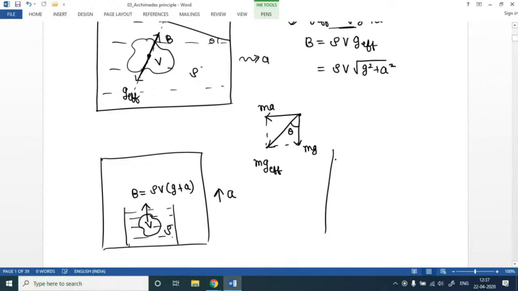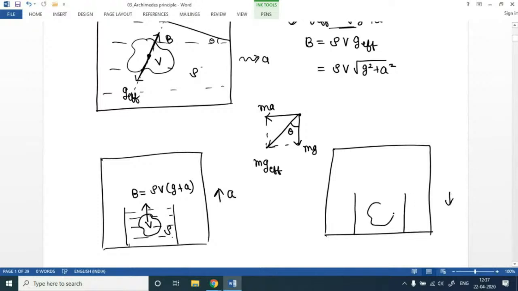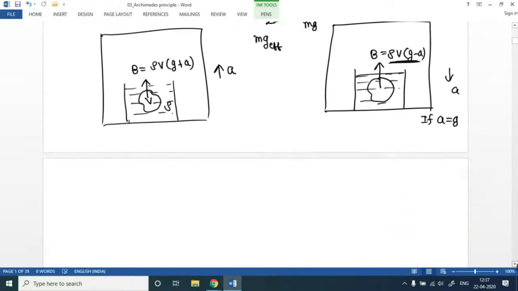And if this lift is accelerating downward, and the container is here and this is the body, in that case the buoyancy will be in this direction, and the magnitude of buoyancy would be rho times V times g effective, which here would be g minus a. Now you must realize, if this lift is freely falling, that means a is equal to g, in that case the effective buoyancy will be equal to 0. So that is one situation.